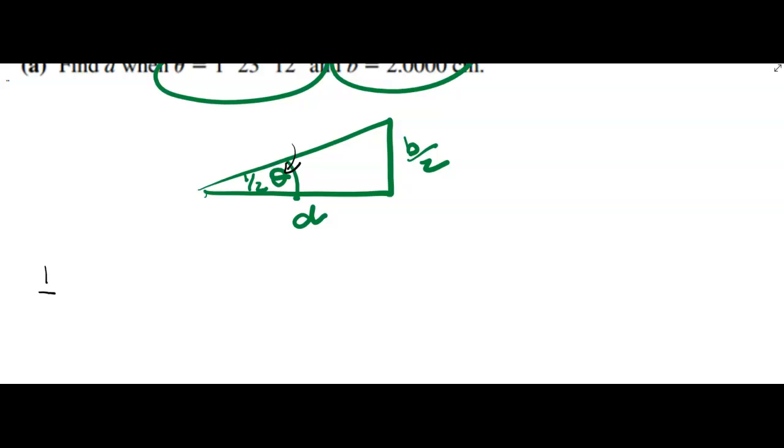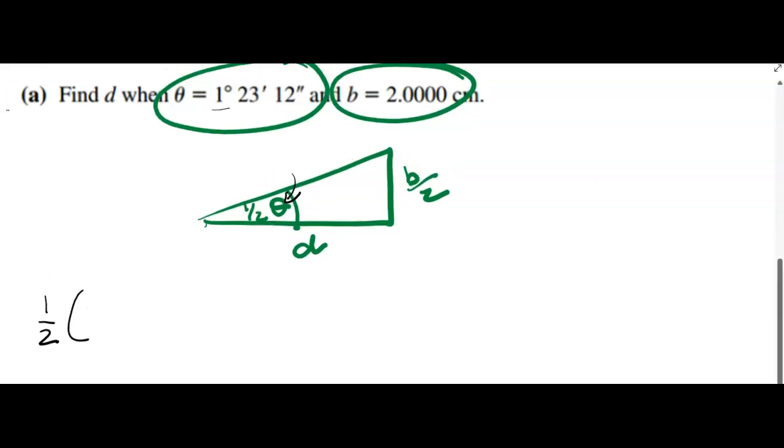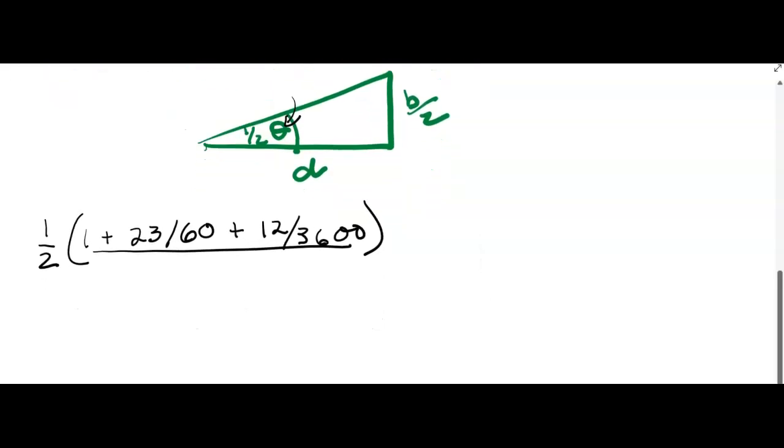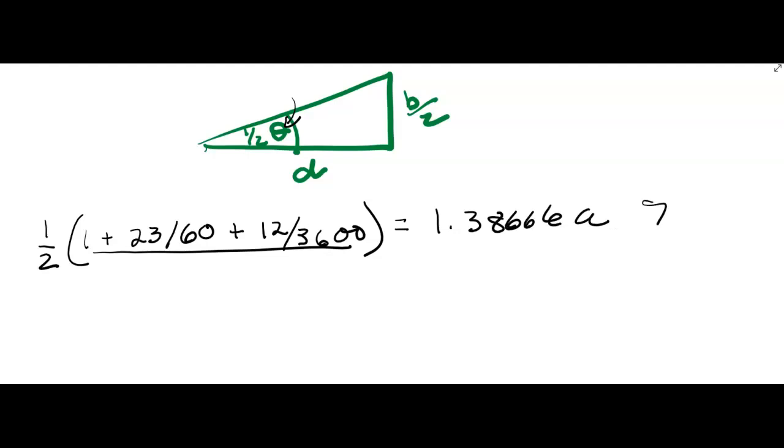So I'm doing 1/2 of, now here's the thing. Theta was measured in degrees, minutes, and seconds. So when you do this on your calculator, you're going to take 1 plus 23 divided by 60 plus 12 divided by 3,600. And then you're going to have to take that and you either multiply it by 0.5 or divide it by 2. Now, I put all this in my calculator and then I got an answer. And my answer was 1.3866, oh, a bunch of sixes and then a 7 down there.